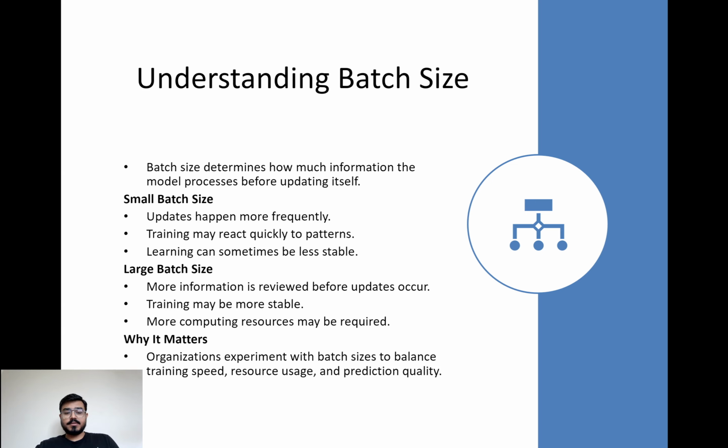Machine learning models work in a similar way. A small batch size means the model reviews a smaller amount of information before making adjustments. Because updates happen more frequently, the model may react quickly to patterns in the data. However, this frequent updating can sometimes make learning less stable. Now consider a large batch size. The model reviews much more information before making changes. This often creates a more stable learning process because decisions are based on a large amount of information.